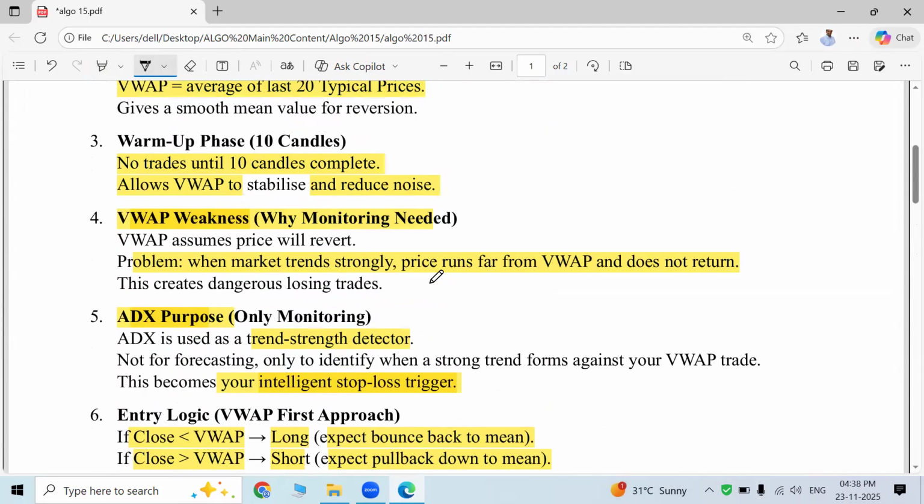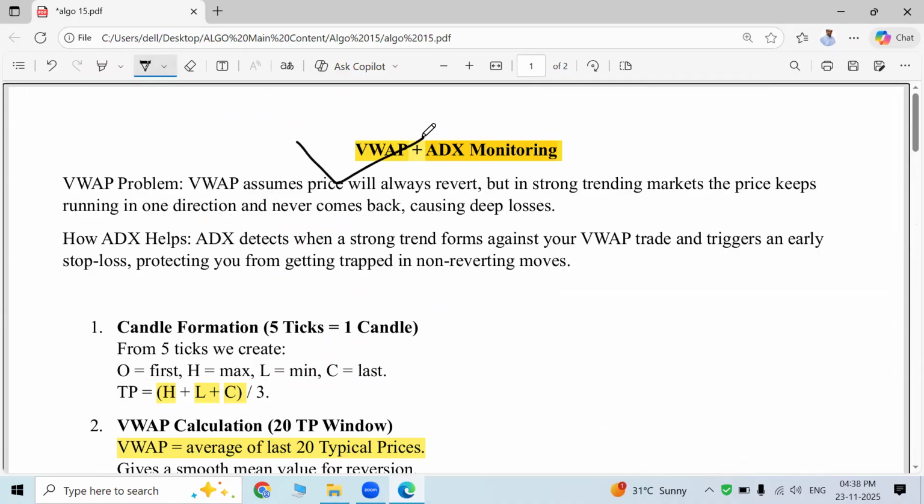So this way, the mixture of a mean reversion and a trend can be used to get the best algo. VWAP is a reversal algorithm and ADX is a trend indicator. So with the help of both of them, we will get the best strategy from this method. The best part is VWAP is very simple, but the problem with VWAP is solved by ADX.